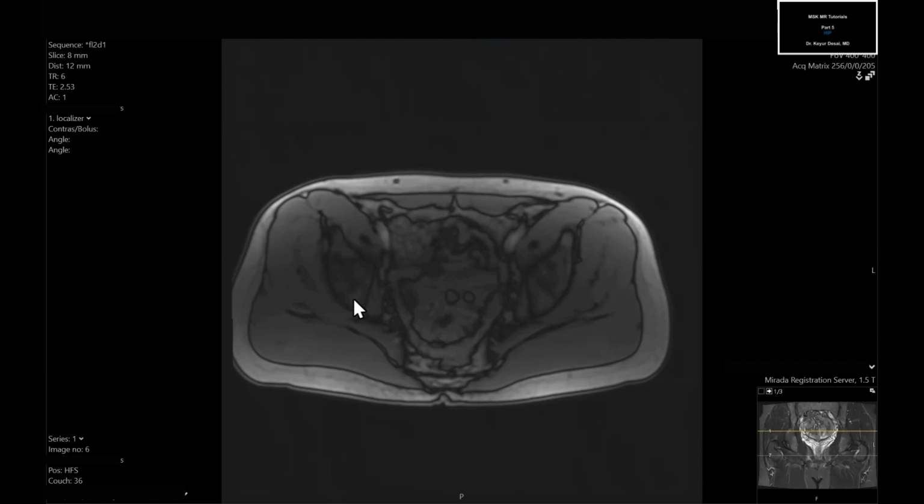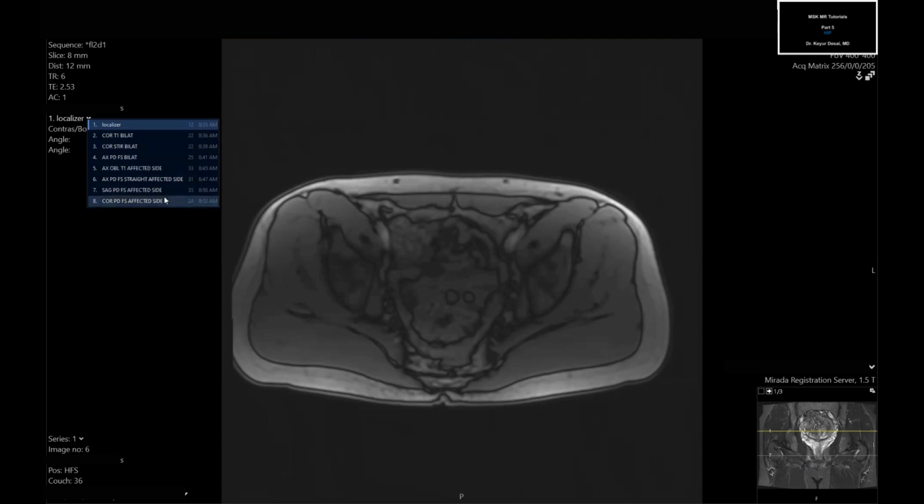Jumping into MRI of the hip, generally what I like doing on this is just sequence by sequence, working my way through the study. As you can see, it's a multi-planar study with several T1 and fluid sensitive sequences.